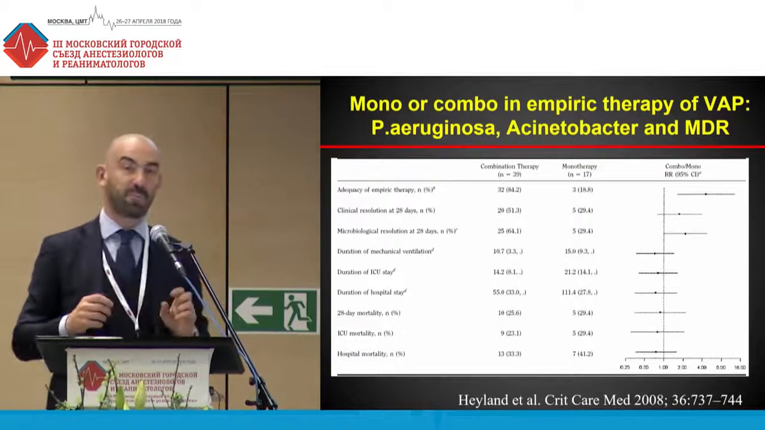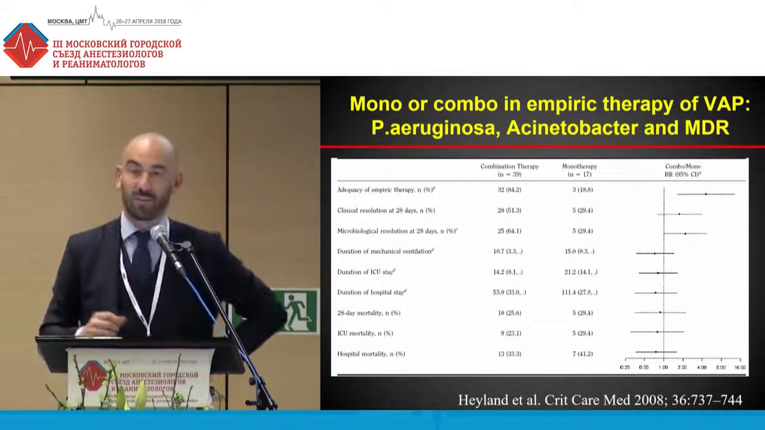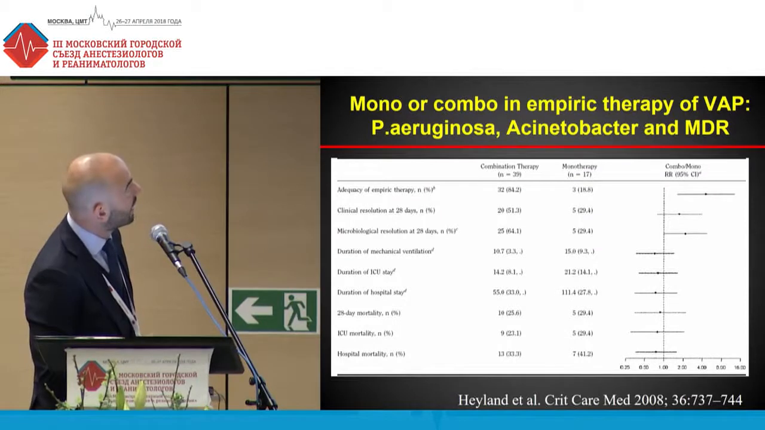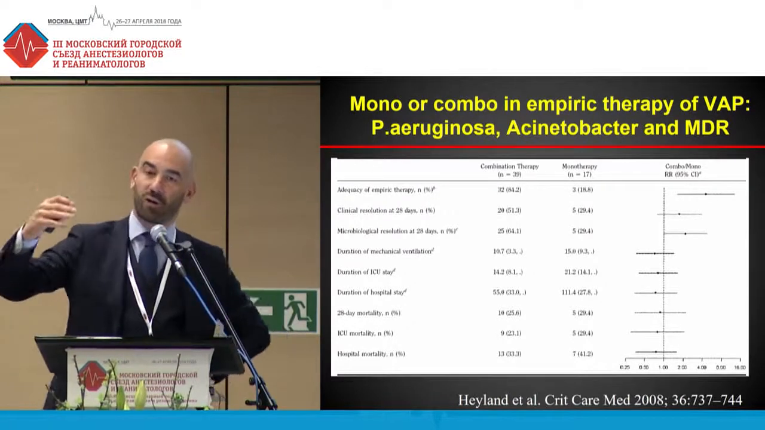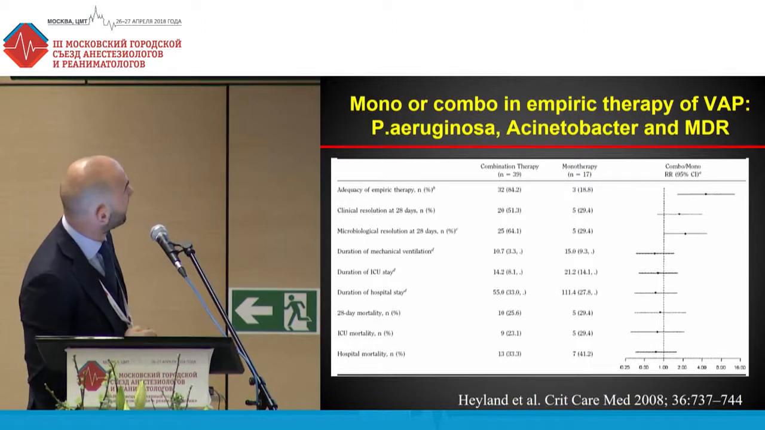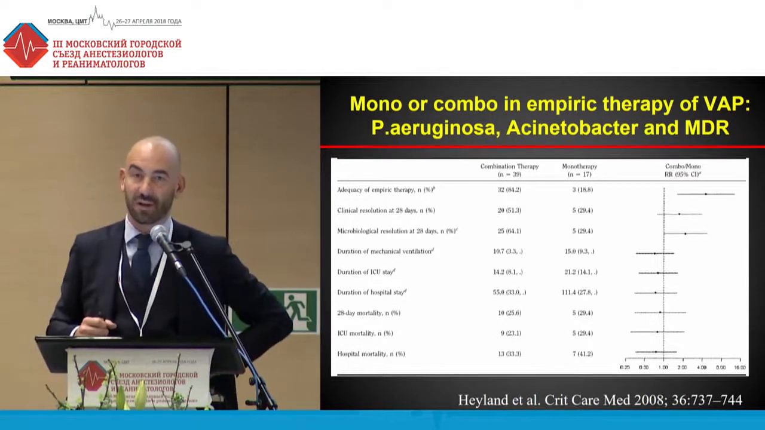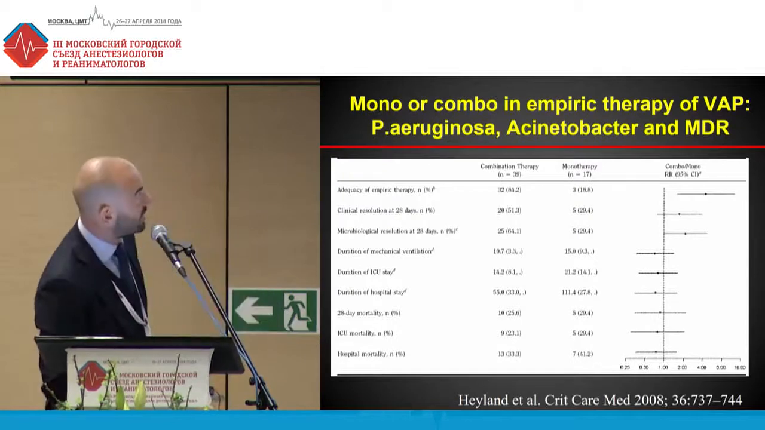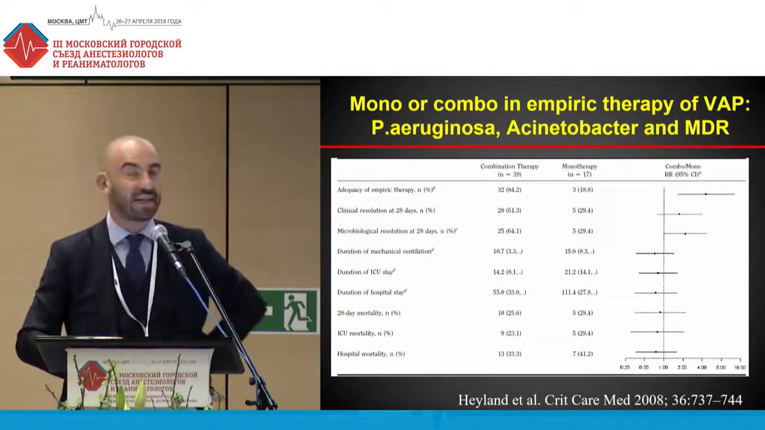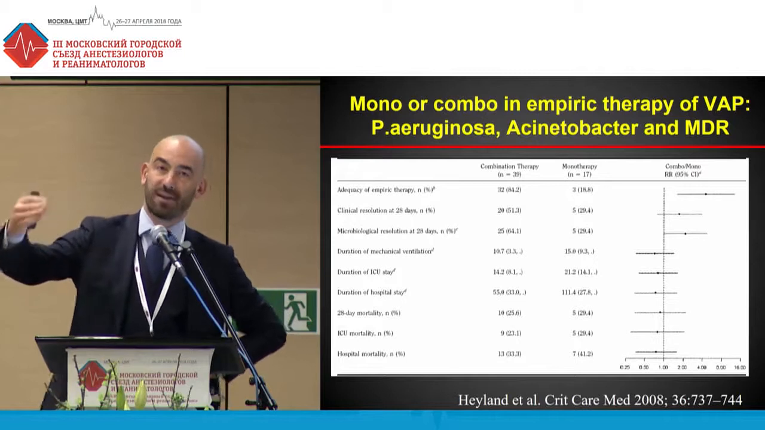So, based on this experience, that was quite old but one of the best in my opinion, they analyzed the mortality and different other outcomes for combination or for monotherapy. And you can see that for the majority of the outcomes, there was no difference in using combination or monotherapy. Look, duration of mechanical ventilation, duration of ICU stay, mortality, ICU mortality. But look, when they analyzed the adequacy of the empiric therapy, patients treated with combination present more appropriateness.